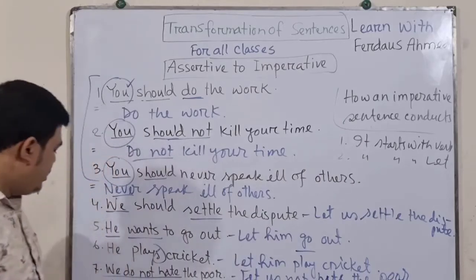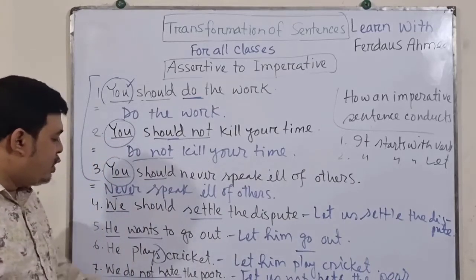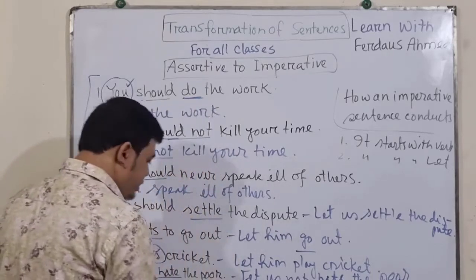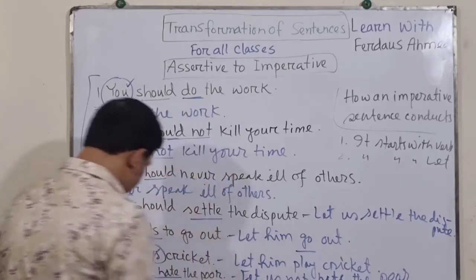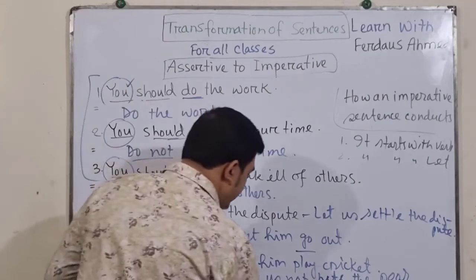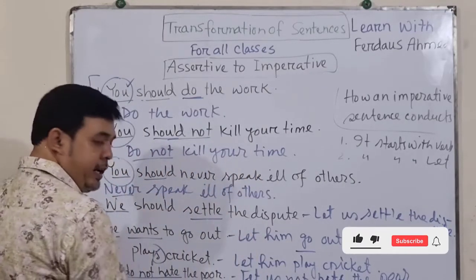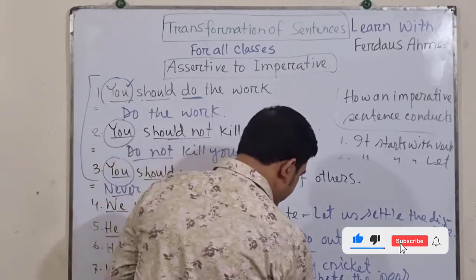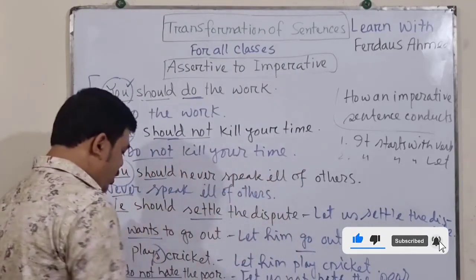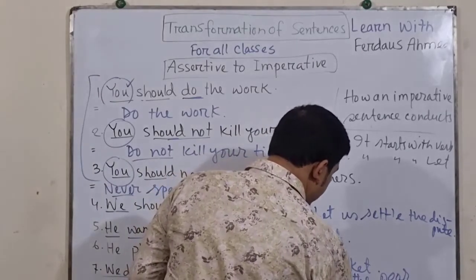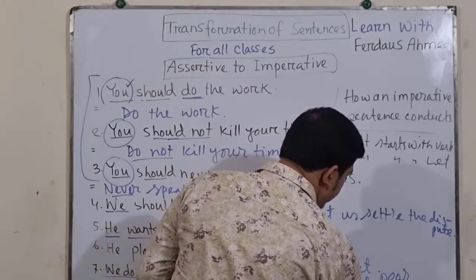Now the last one. They do not watch the film. So what will we start with? Let, and for they there will be them. After that do not. Negative sentence, so after them there is not. Let them not watch. Then watch the film.